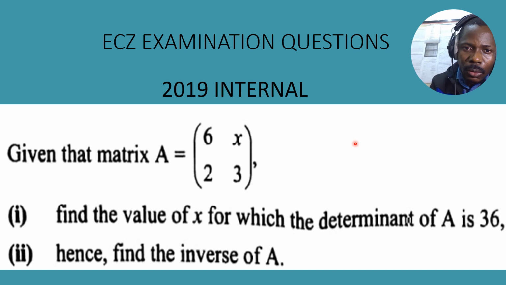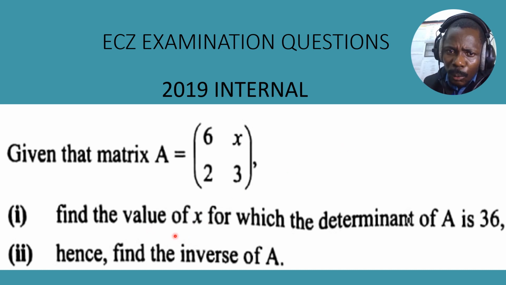So what are we going to do here? You will discover that we have been told to find the value of x for which the determinant of A is 36. Let's proceed.